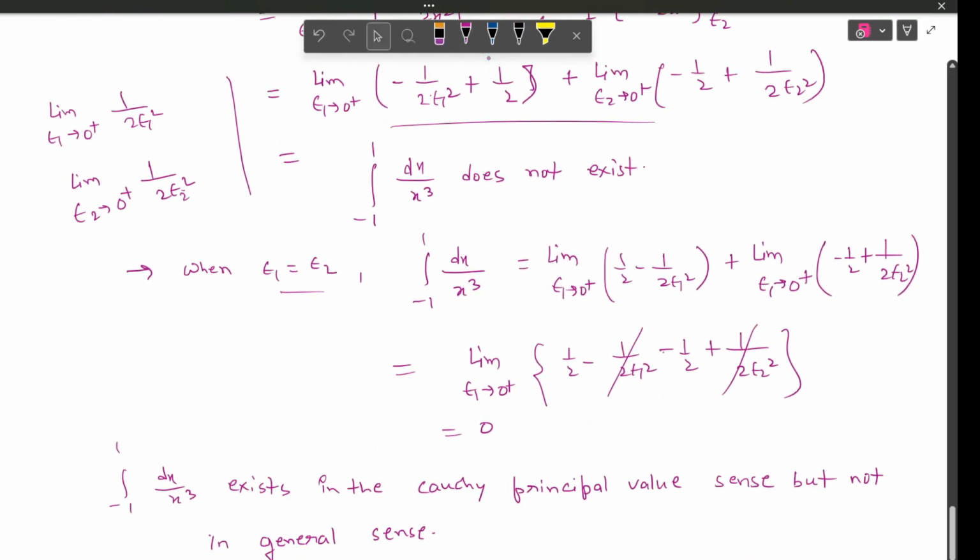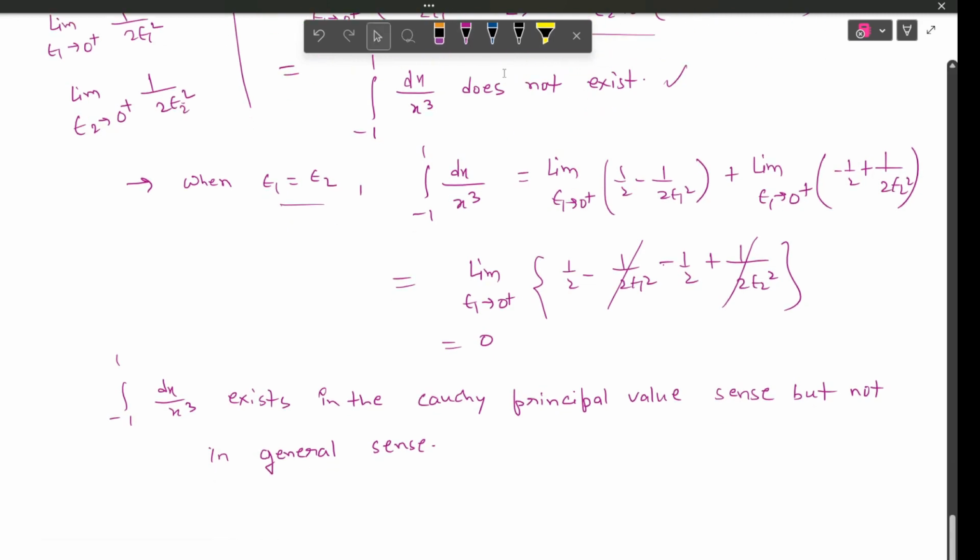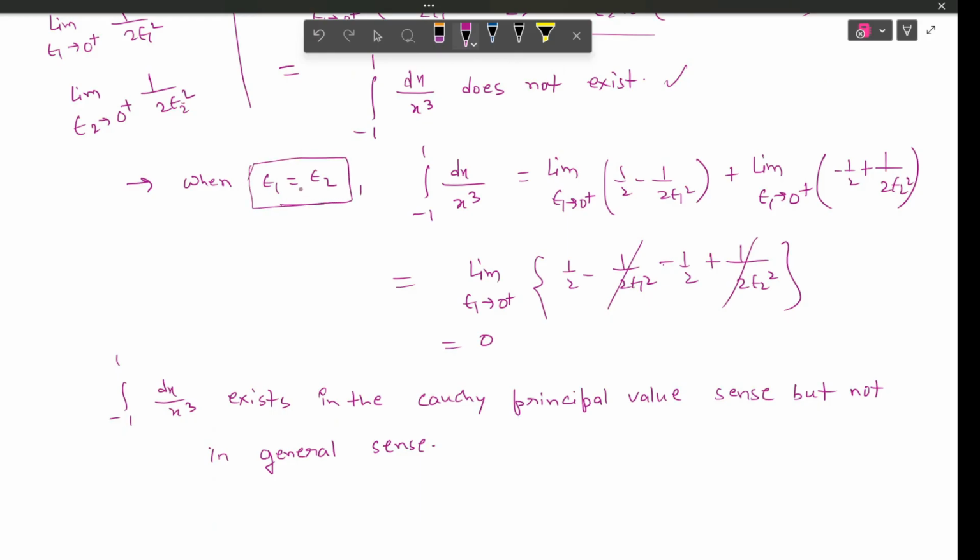General sense is this, right? This is our general sense, when epsilon 1 and epsilon 2 are different. But in the Cauchy principal value sense, epsilon 1 and epsilon 2 are equal. Only then it exists.